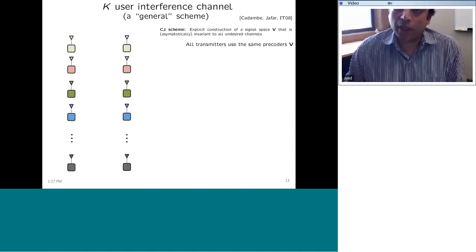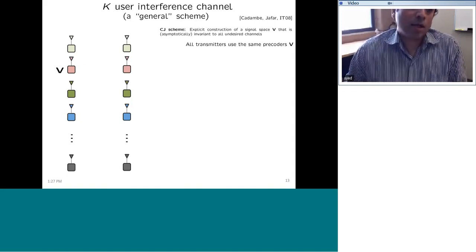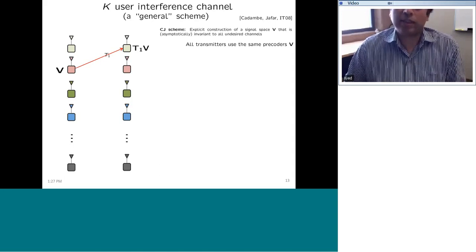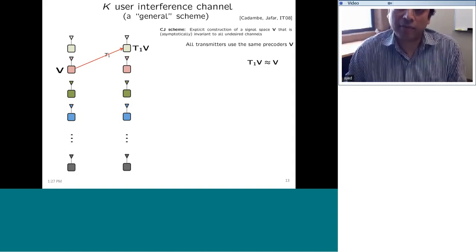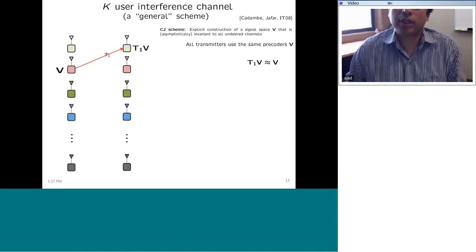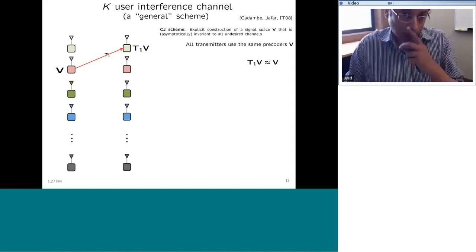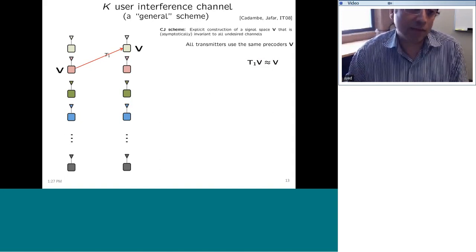So consider receiver 1. As we said, all transmitters are using the same space V. So transmitter 2 is using the space V. Now transmitter 2 is heard by receiver 1 through a linear transformation. Let's call it T1. So what does receiver 1 hear? It hears T1 times V. But since T1 is an undesired channel, and the V space has been designed to be invariant to all undesired channels, T1V will turn out to be essentially the same as V. We will see that later, but for now that's all we need. T1V is the same as V.